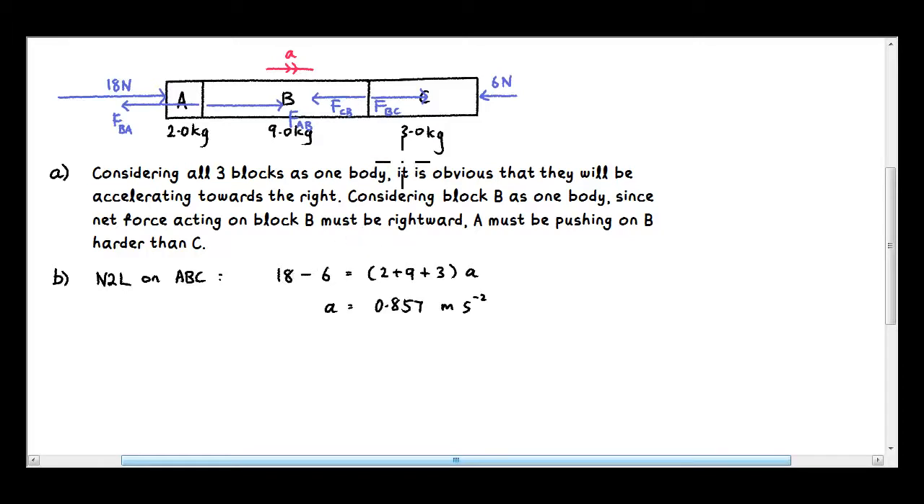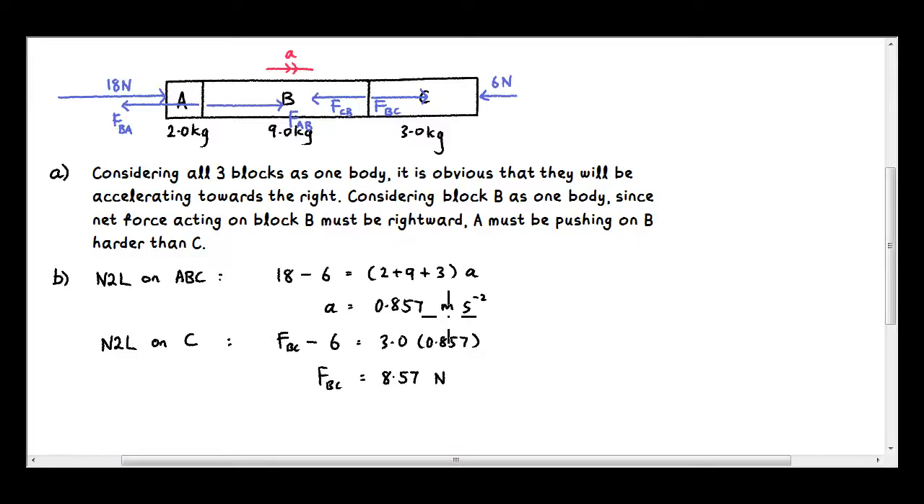We are now going to apply Newton's second law on block C alone as a single mass. So if taken as a single mass, block C experiences two external forces. That's the rightward push by B and the leftward force of 6 newtons. Again, since the acceleration is rightward, we are going to take the rightward FBC minus the leftward 6 newtons, and we are going to equate it to block C's mass times block C's acceleration. From here we figure out that block B is pushing block C with a force of 8.57 newtons.